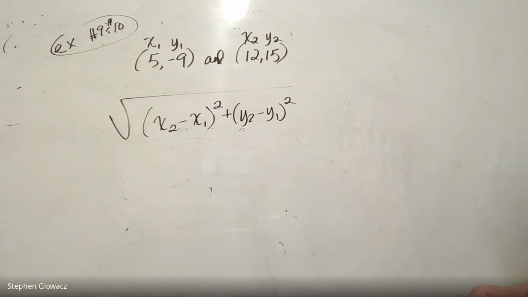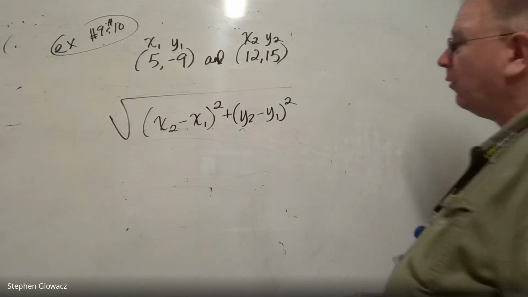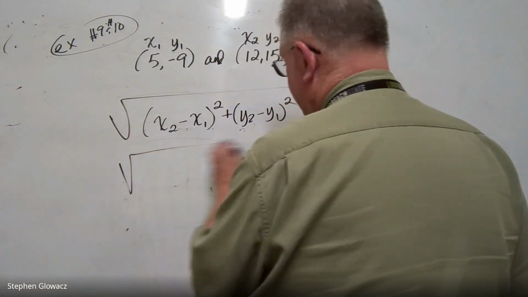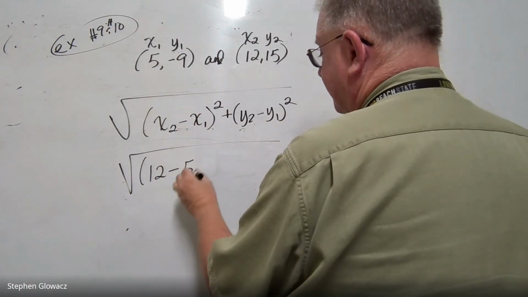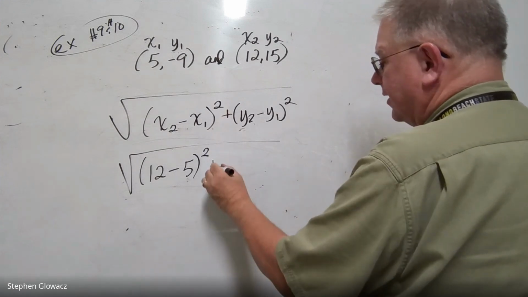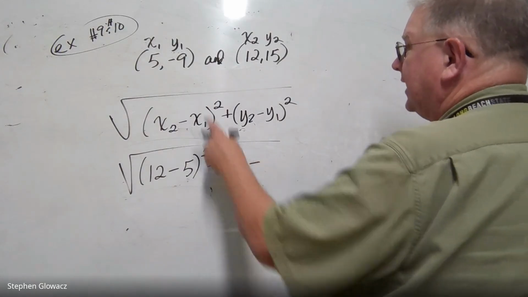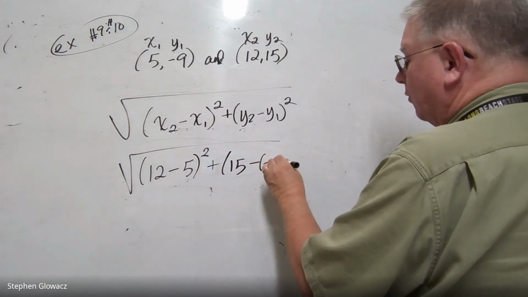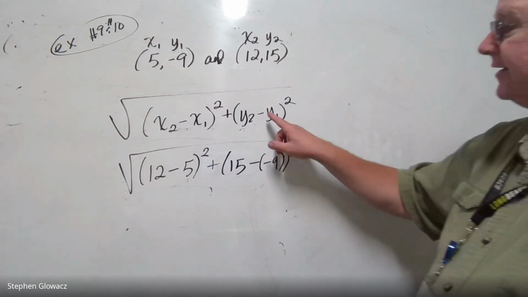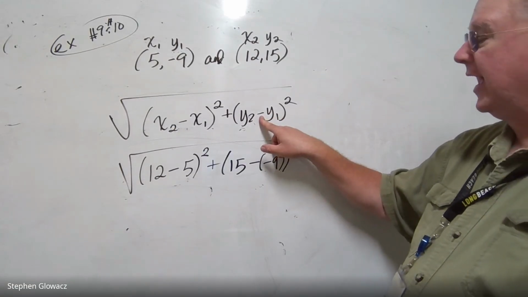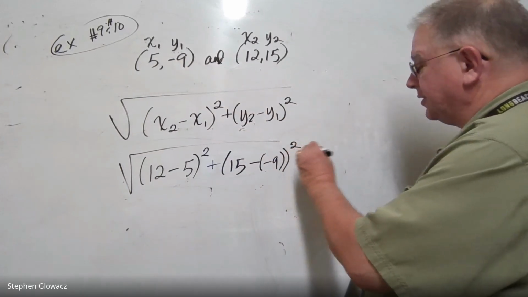So substituting, carefully substituting in the appropriate spot for everything, we have x sub 2 is 12 minus x sub 1, which is 5. And don't forget it's squared. And then y sub 2 is 15 minus y sub 1, which is negative 9. So careful, we have two negatives there. A negative or a minus from the formula, and then also a minus because y sub 1 was a negative. And of course, that's squared as well.